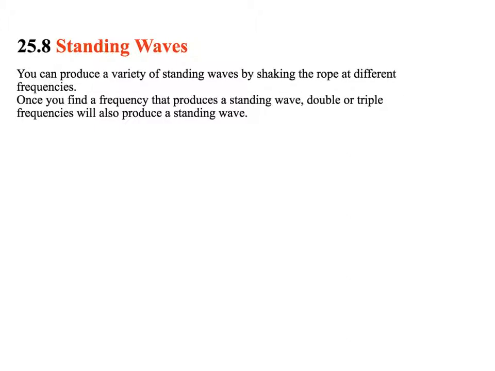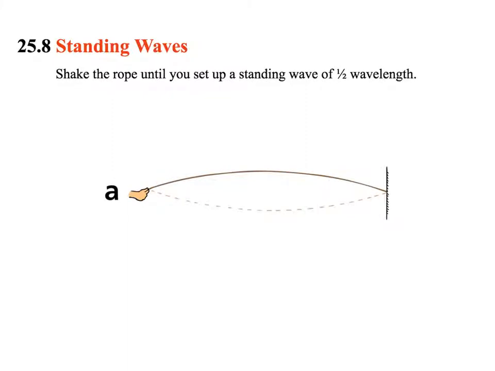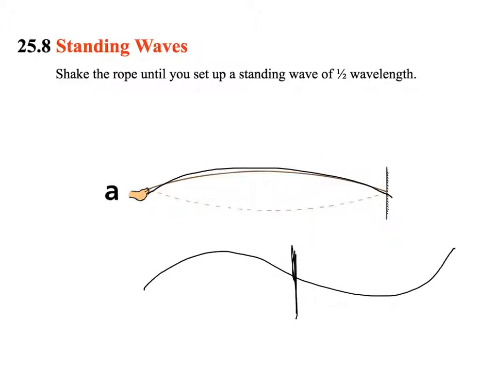You can produce a variety of standing waves by shaking the rope at different frequencies. Once you find a frequency that produces a standing wave, double or triple the frequency will also produce a standing wave. If you shake the rope until you see a standing wave of half a wavelength, because it only goes one way up. A full wavelength would be like this. What they're showing right there is just half a wavelength.